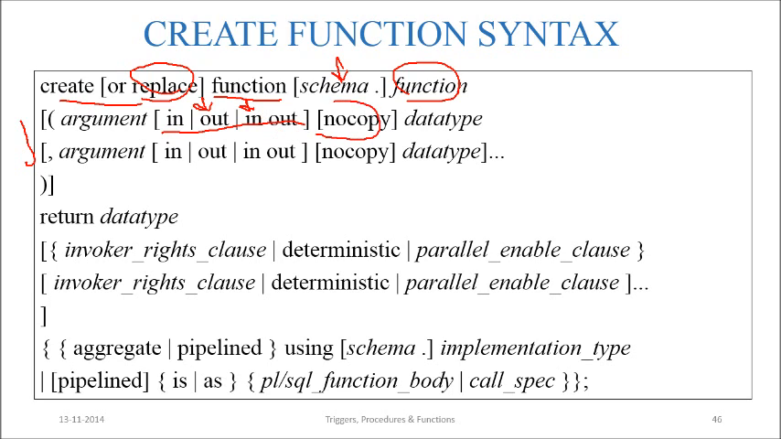qualifier. And NOCOPY tells Oracle to process as quickly as possible. Then the extra addition in a function compared to a procedure is the RETURN statement here, and the data type specified. The return statement returns the value from this function in the data type specified. Then the same invoker rights clause is there, that is, whether the function is being executed with invoker rights or definer rights. And then here in the PL/SQL function body, what needs to be done is specified.